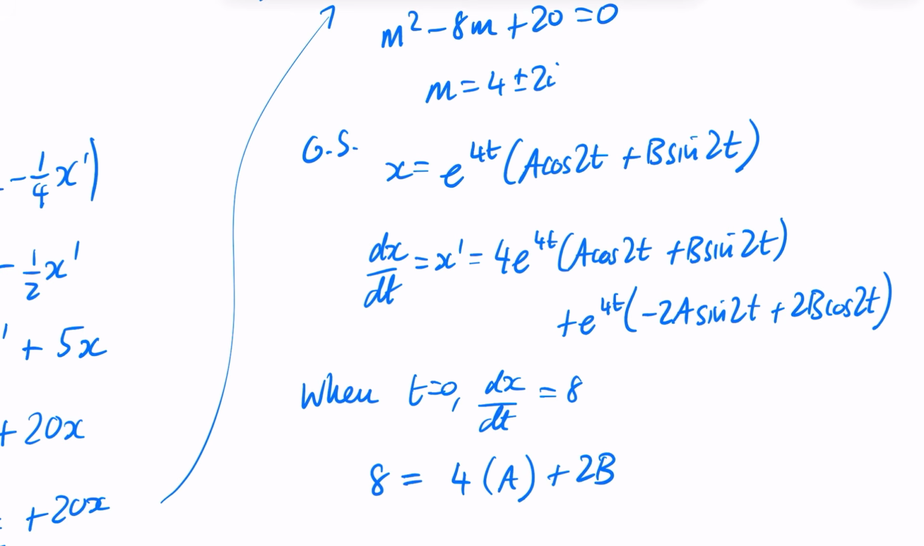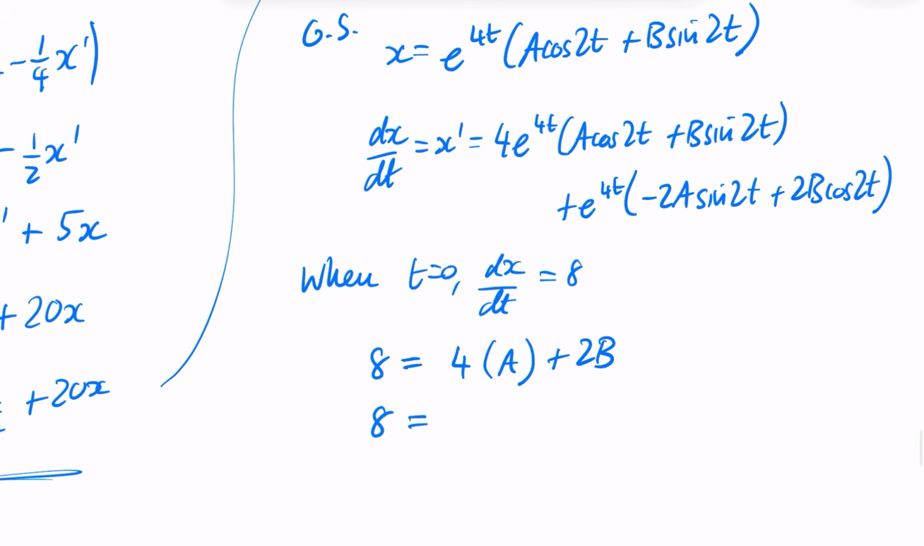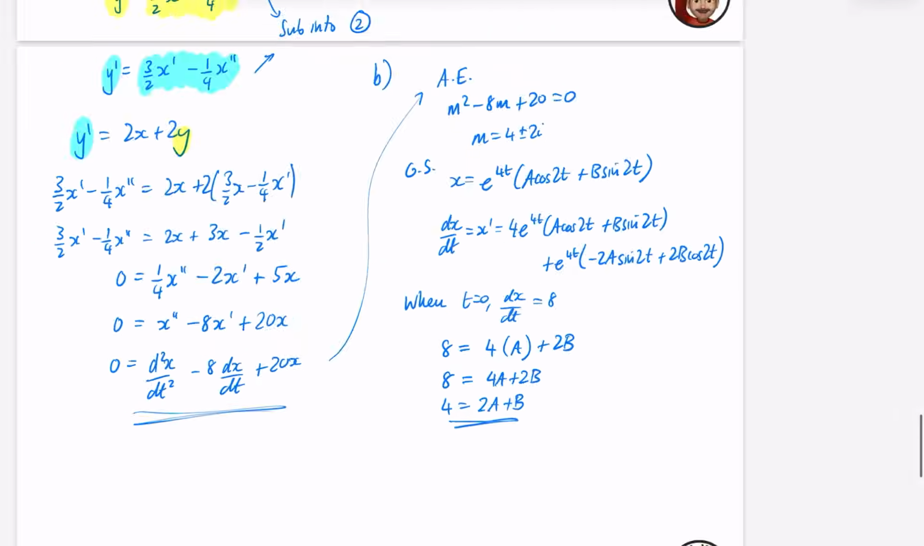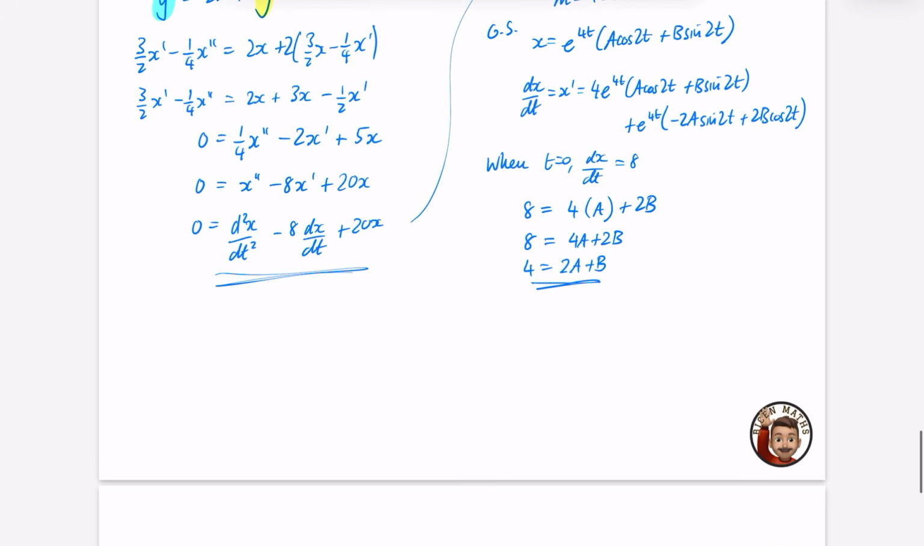So I'm not going to be able to do anything more with this because I've got a mixture of a and b. But 8 is 4a plus 2b, or 4 is equal to 2a plus b. Okay, we'll come back to that and see if we can finish solving it. I think what I'm going to have to do now is find out the general solution for y. So I'm going to find the general solution for y.